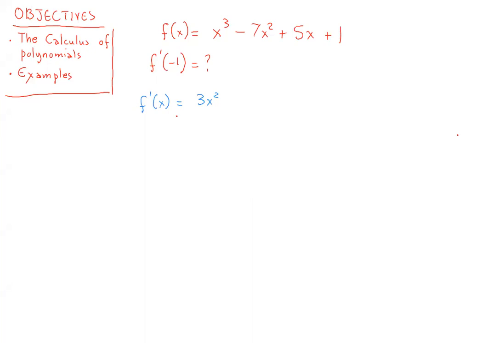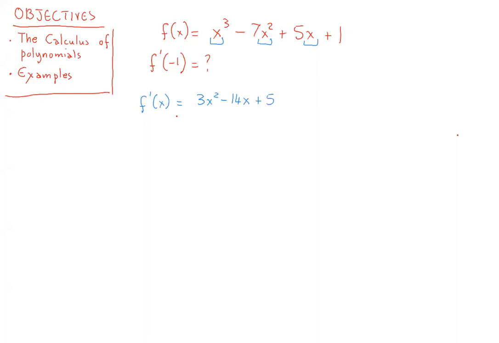So remember, it's this little game that we play. We find the derivatives of all the powers of x, and then we multiply them by the corresponding constants. So the derivative of x squared is 2x. 2x times -7 is -14x. And the derivative of x is 1, so 5 times 1 is 5. And the derivative of 1 is 0.